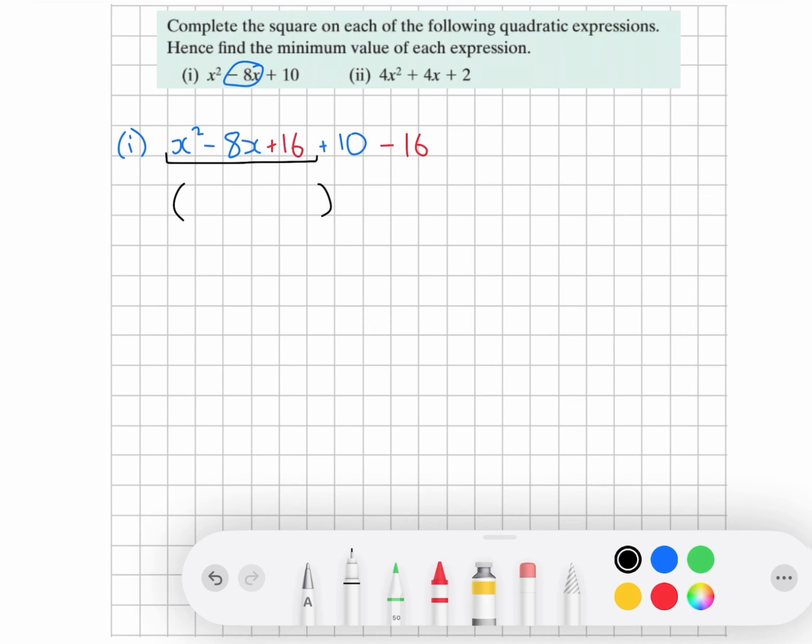So the square root of x squared is x. The square root of 16 is 4. And then the middle sign's a minus. And I can just check that it's squared. So square the first gives you x squared. Twice the product, so x by minus 4 is minus 4x. Twice it is minus 8x, square the last. And then I work out 10 take away 16 is minus 6. So the minimum value of my graph is minus 6.